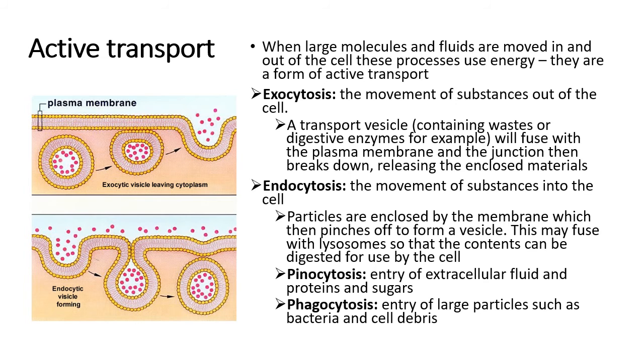Endocytosis is the movement of substances into the cell. The particles are enclosed by the membrane, which then pinches off at the top to form a vesicle. These might fuse with lysosomes so that contents can be digested for use by the cell. Then we have pinocytosis. Pinocytosis is the entry of extracellular fluid and proteins or sugars. Phagocytosis is the entry of large particles such as bacteria and cell debris.